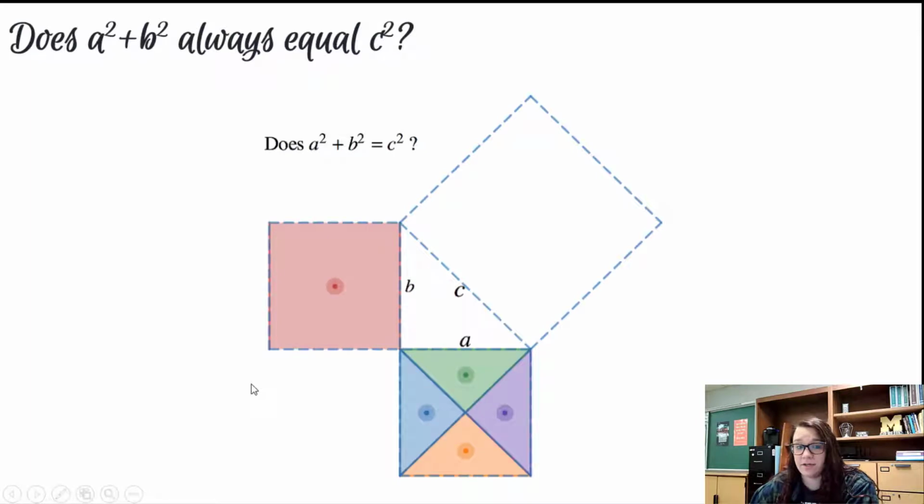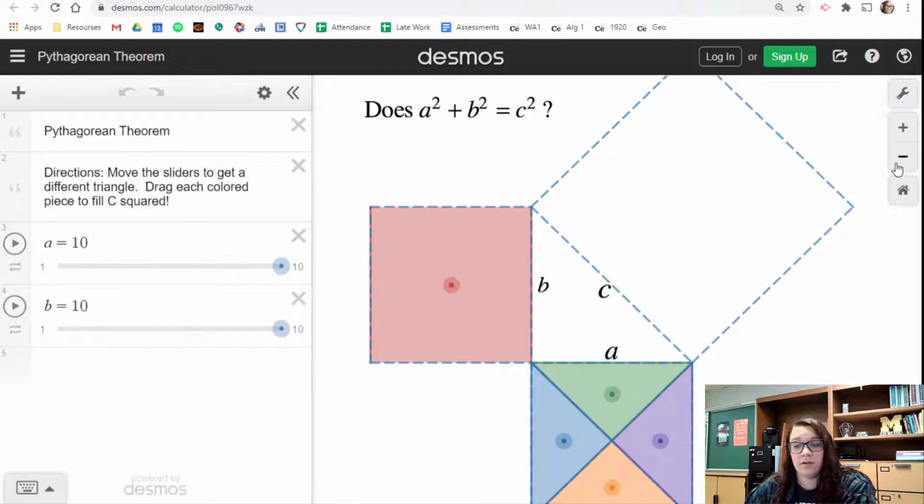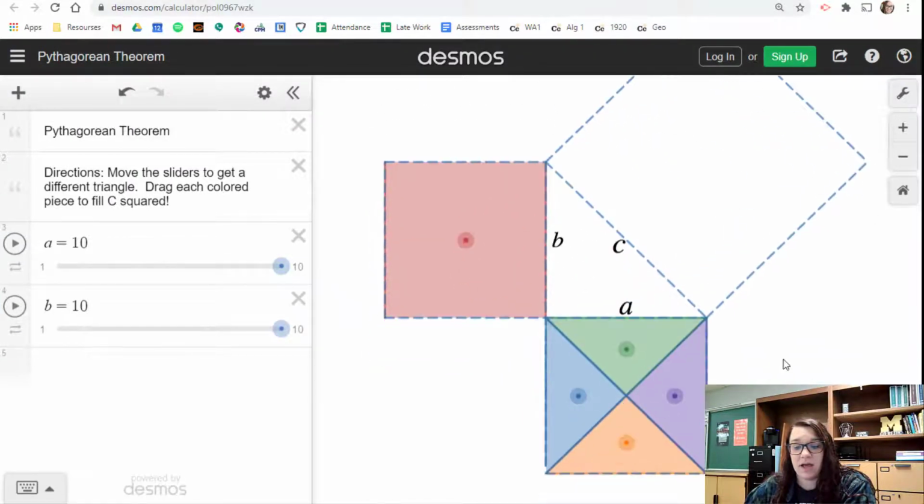All right, you might be asking yourself, does this always work? Does a squared plus b squared always equal c squared? So let's check this out with this Desmos activity. If you click this in the slideshow, it'll pop up for you as well.